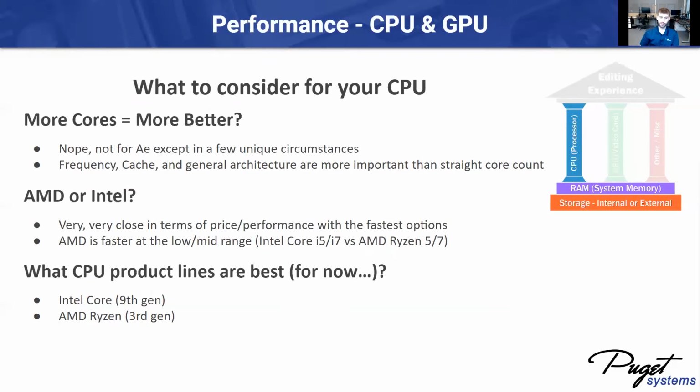The other models, there are much more expensive CPUs from both of those brands, but they are not faster, they are not better for After Effects in particular. So spending more money is not going to get you better performance when it comes to CPUs.